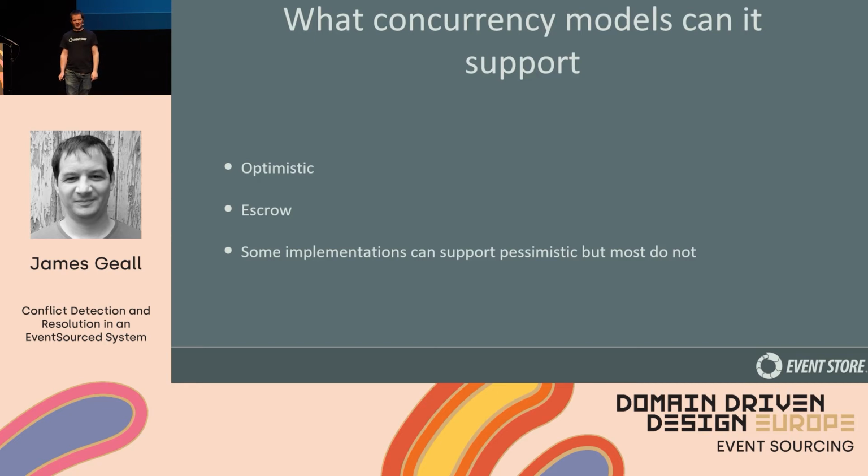Some implementations can support pessimistic, but most do not. So any event store that's written on top of a SQL Server instance could support pessimistic locking. You probably wouldn't want it to, because your events are probably distributed throughout a table. And by the time you decide that you're going to take a pessimistic lock on all of those rows, the database engine will go, yeah, that looks like a table lock to me. And then you've just put a lock across your entire data store for your update. So most of the time, you wouldn't even think about doing that.